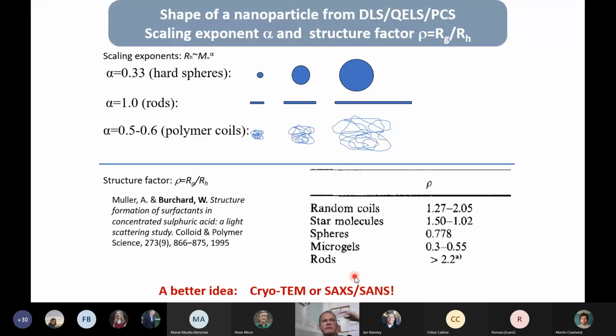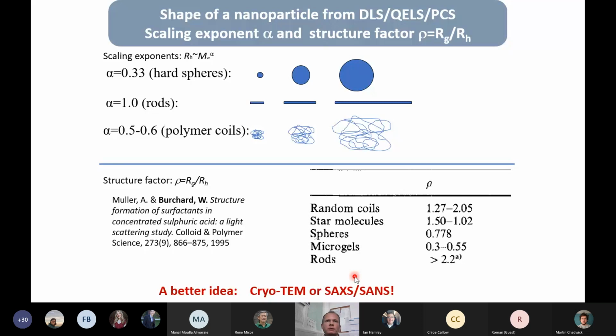But if you don't have access to this facility, there are some tricks, however, that you can use for the analysis of dynamic light scattering. And I will try to give you some explanations of how these tricks can be used. So the first trick actually works on the analysis of the scaling exponent.